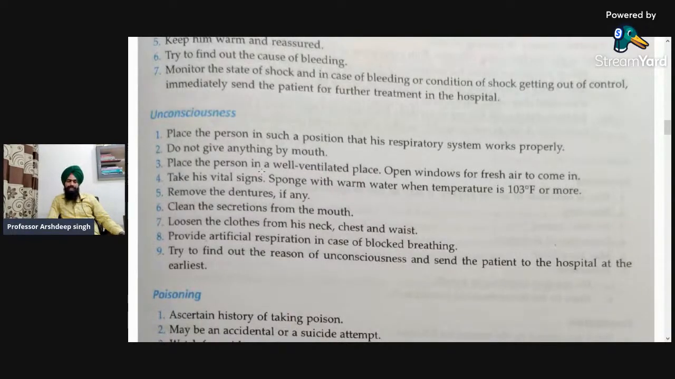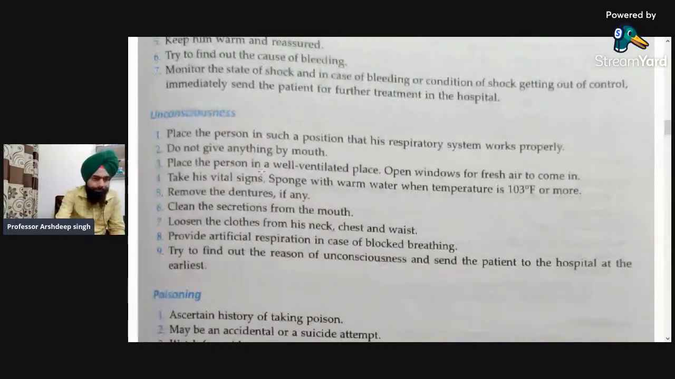Loosen the cords from his neck, chest, and waist. Provide artificial respiration in case of blocked breathing. If the breathing is blocked or the patient is unable to breathe by himself or herself, immediately we have to start artificial respiration. Okay, and try to find out the reason for the unconsciousness and send the patient to the hospital at the earliest. So these are the standing orders for the management of the unconscious condition in the patient.